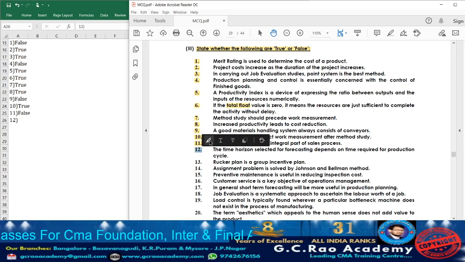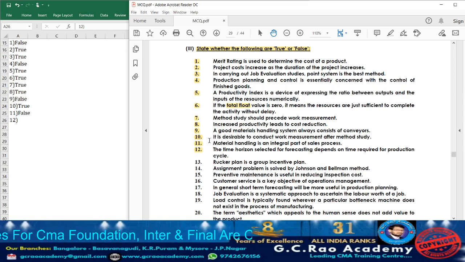Now moving on to statement 12. What are they telling? The time horizon selected for forecasting depends on time required for production cycle. See what they are telling? Whatever the time horizon selected for forecasting, it is going to depend on the time required for production cycle.